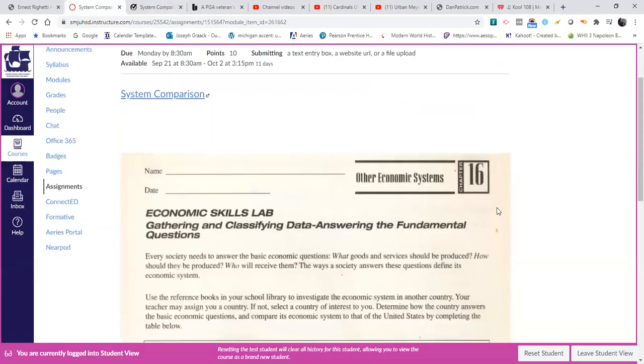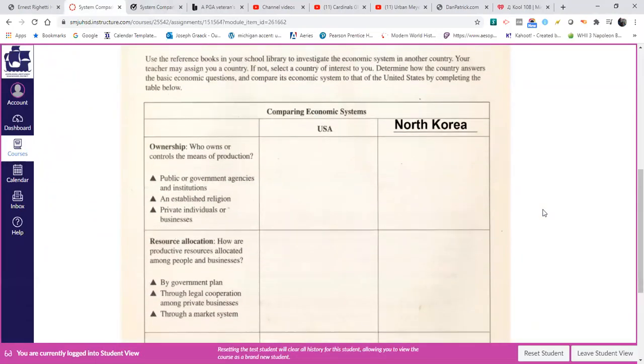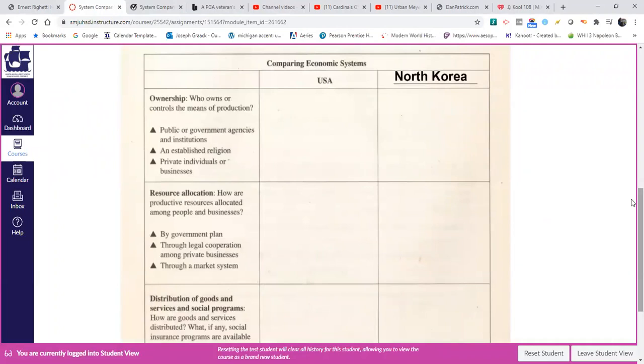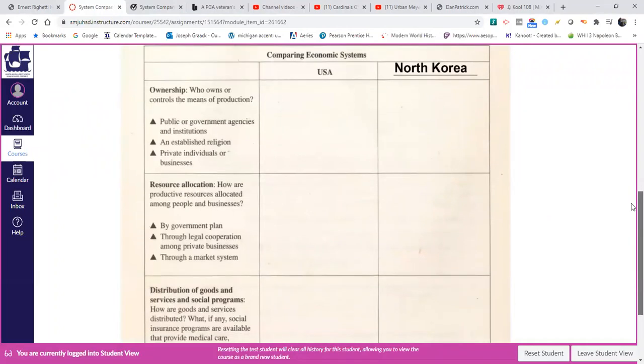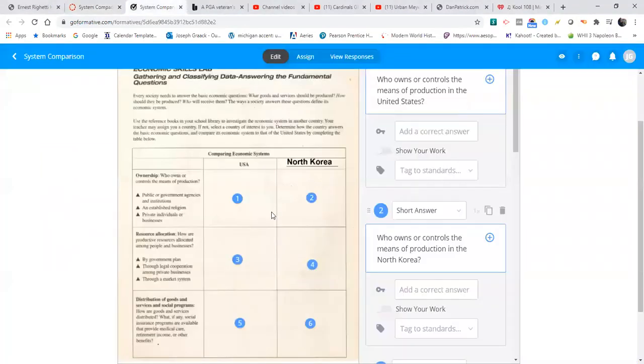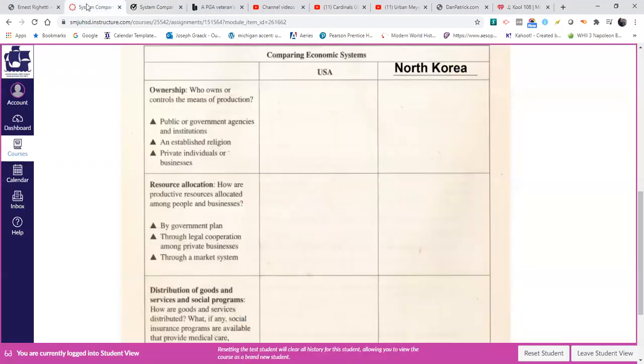So a couple of things. Basically, what we're going to do is a system comparison between a market system and a command or centrally planned system. We'll divide you up into 2 groups. Group 1, you're going to answer questions 1, 3, and 5. So if you look here on Formative, United States questions are 1, 3, and 5. North Korea is 2, 4, 6. Group 2, you'll be North Korea, 2, 4, and 6. So you'll answer these 3 questions about ownership, resource allocation, and distribution of goods and services and social programs based on whether you're Group 1 or Group 2.